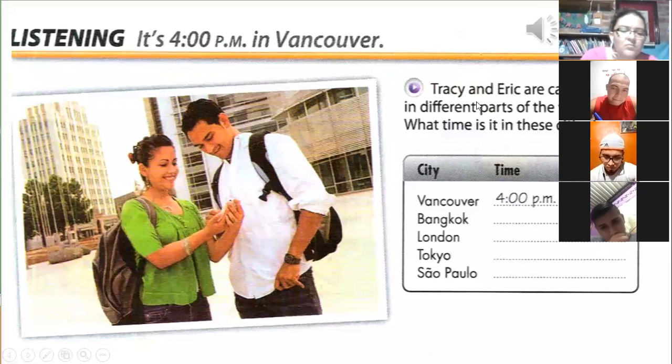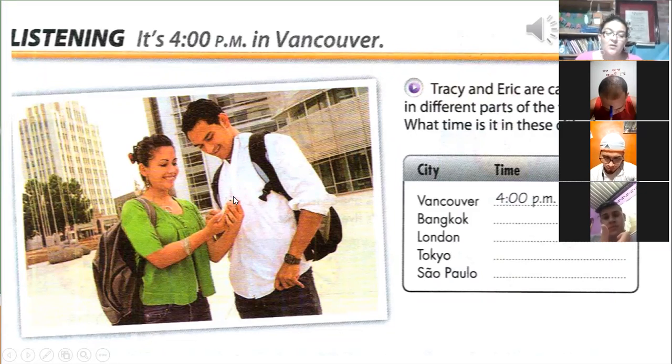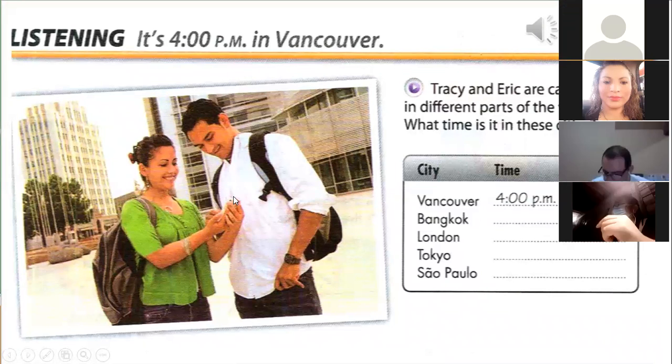Listen. Page 32, exercise 4, listening. It's 4 p.m. in Vancouver. Tracy and Eric are calling friends in different parts of the world. What time is it in Vancouver?